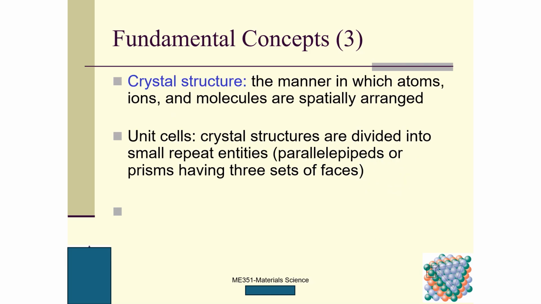And then we talk about crystal structure. Crystal structure is defined as the manner in which atoms, ions, and molecules are spatially arranged. Unit cells are another concept. Crystal structures are divided into small repeat entities. These are parallelepipeds, or prisms, having 3 sets of faces.